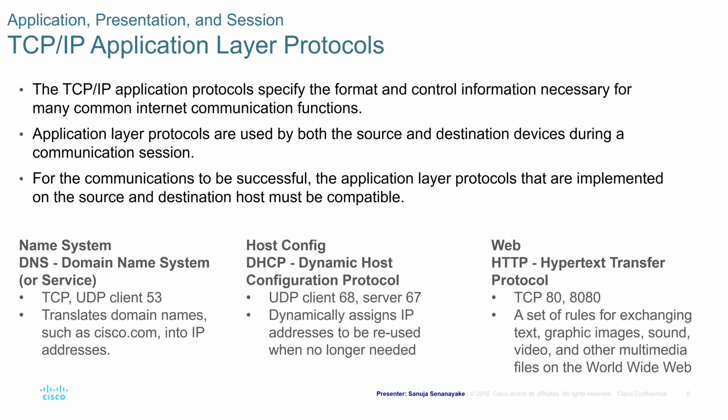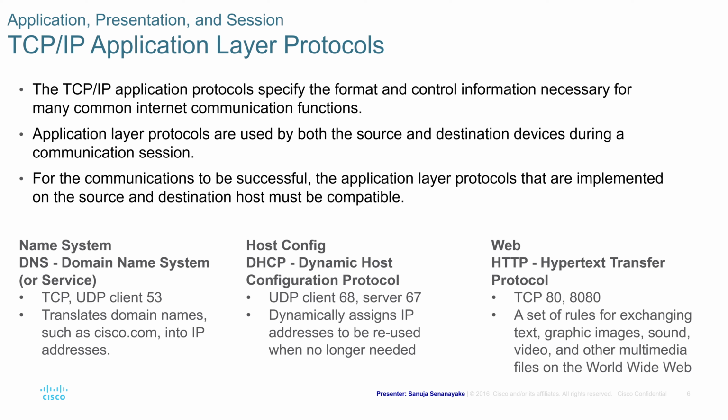For the communication to be successful, the application layer protocols that are implemented on the source and the destination have to be compatible with each other. If the source and destination have incompatible application layer protocols, the communication between the two will not occur properly. Some of the examples of the TCP/IP application layer protocols would be DNS, DHCP, and HTTP.